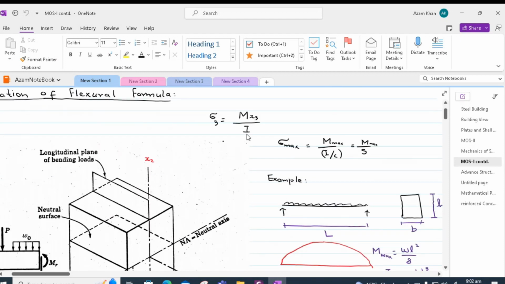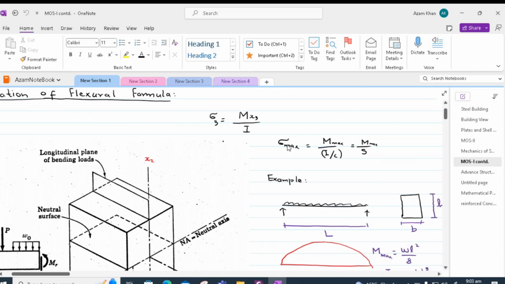We can also call the extreme fiber located at a distance c from the neutral axis, and that would give us the stress sigma max equal to the maximum moment divided by the ratio of moment of inertia and the distance c, which is the distance between the neutral axis and the extreme fiber. This ratio is also called flexure rigidity.